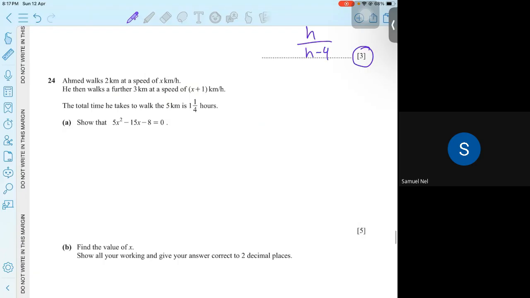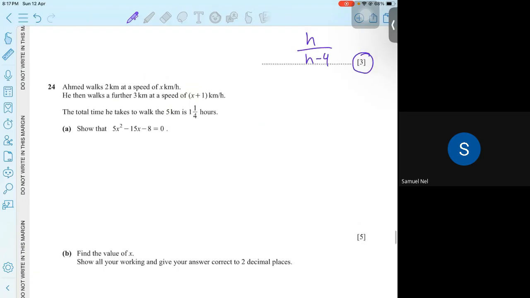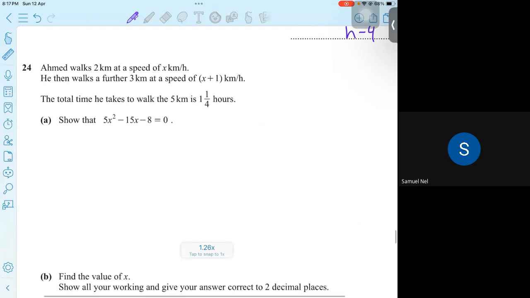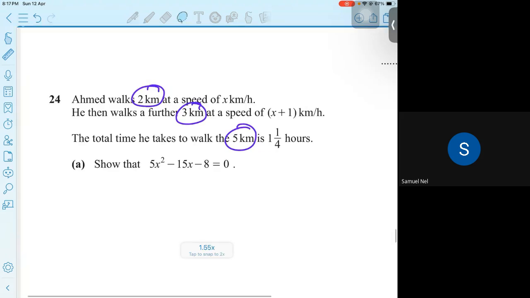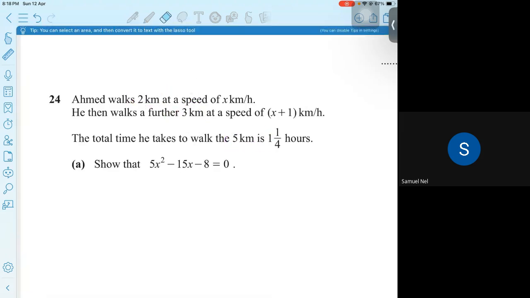The next question is, Ahmed walks 2 kilometers at a speed of, okay. So in this question, it's related to speed, distance, and time, that chapter, okay? So there's some formula that we know. Since the question gives the time here already, and it also gives the distance, I don't have to use the formula for distance because I can already see the distance is given here, 2 plus 3 is 5. So let's use the formula of time instead, okay?